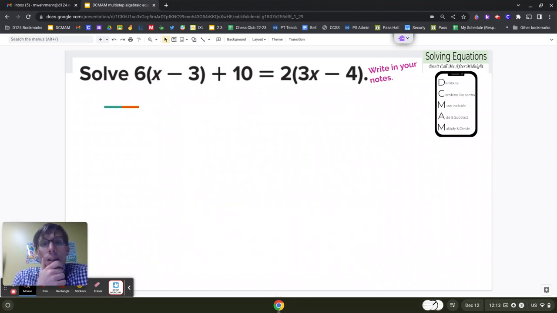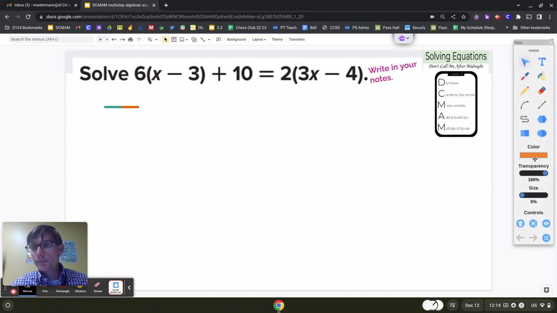so let's look at a couple problems really quick, okay? So you might need to pause this to write this all in your notes, because I'll move a little quick here. All right, so we have 6 times the quantity of x minus 3 plus 10 equals 2 times the quantity of 3x minus 4. All right, so if we look at our Don't Call Me After Midnight acronym, what's our first step? First step is going to be the first one, distribute. So we will distribute, right? So we're going to distribute that 6 to everything inside that parentheses and distribute that 2 to everything inside that parentheses. So let's take a little pen here to do just that.